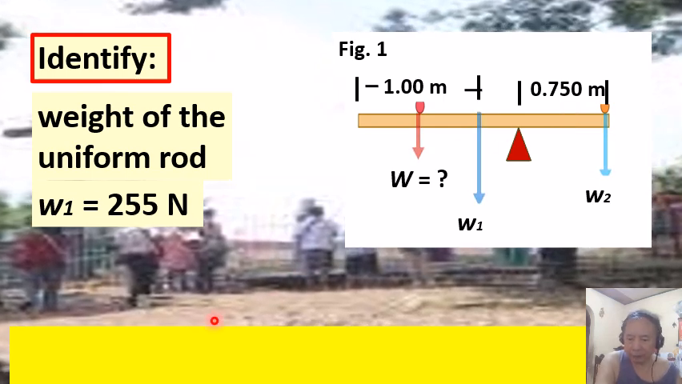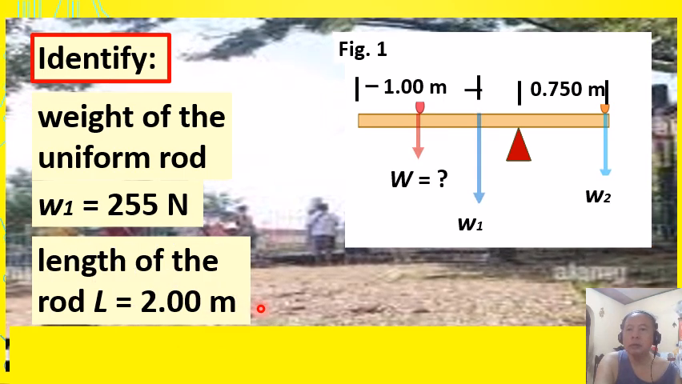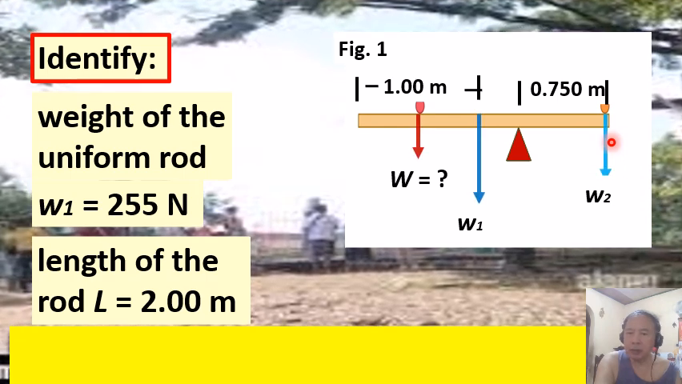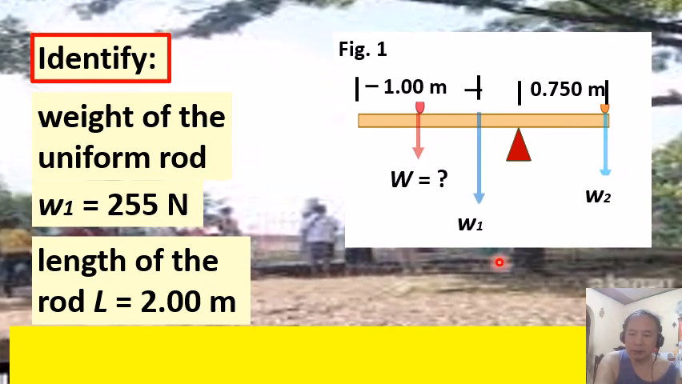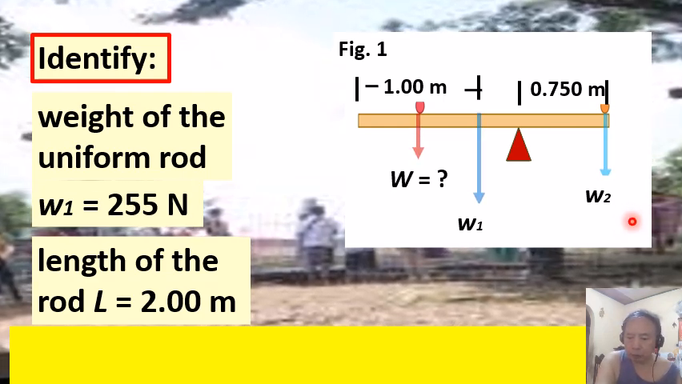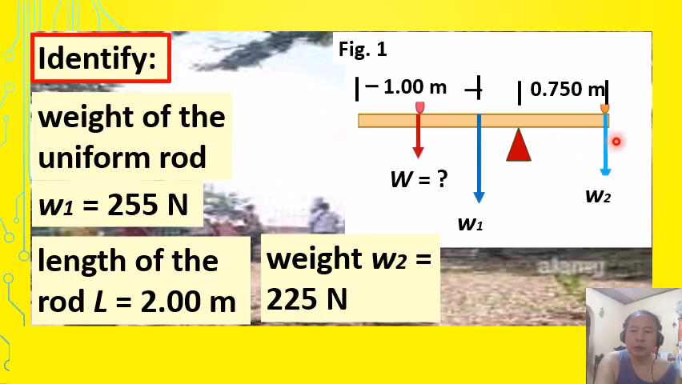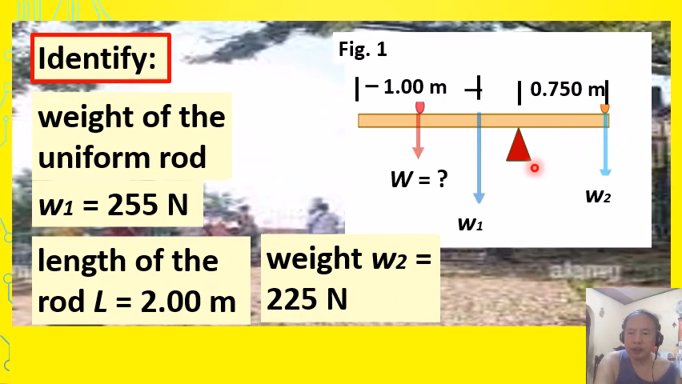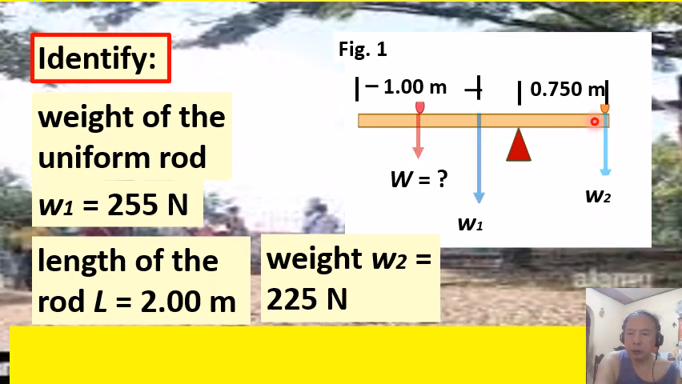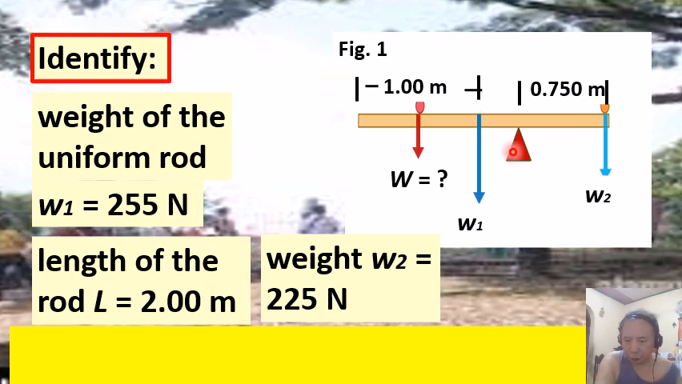The rod, by the way, is 2.00 meters long. And at the rightmost end of the rod, we have another weight, W2, equal to 225 newtons. And with respect to the fulcrum, W2 is 0.75 meters away from the fulcrum.